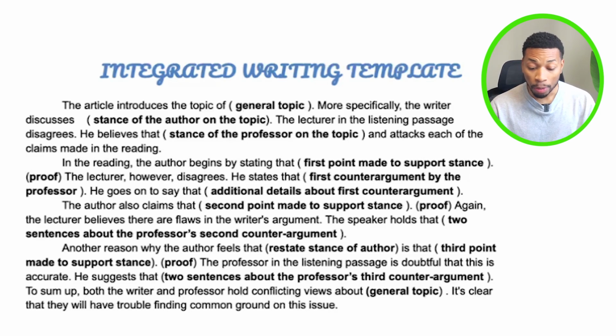In the reading, the author begins by stating reason 1, or his first point made to support his stance. And don't forget to give another sentence for proof. Then the lecturer, however, disagrees. He states that, and then you're going to mention the first counter argument by the professor. And then he goes on to say that, and we're going to mention his proof as well.